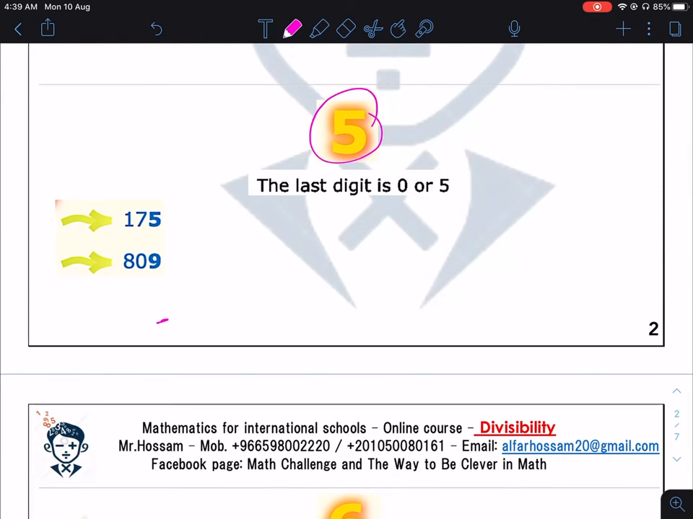Divisibility by 5. To check divisibility by 5, look at the last digit. If the last digit is 0 or 5, the number is divisible by 5. Look at this number, 175. The last digit is 5, so yes, divisible by 5. For this number, the last digit is 9, not 0, not 5, so no. But if I shift it between 9 and 0, I make it 890. Yes, the last digit is 0, so this number is yes.